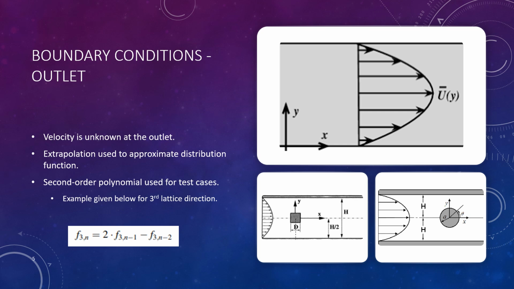For my outlet, I used extrapolation to approximate the distribution at the boundary. This was done using a second-order polynomial. While this method can be somewhat unstable, for the simple flow being tested, it did not cause any significant errors.